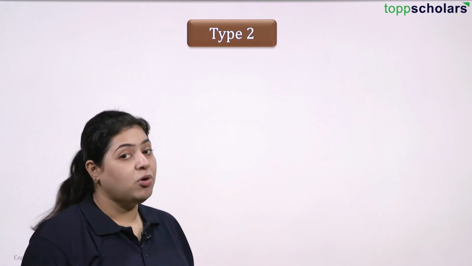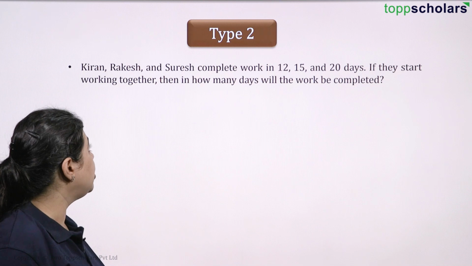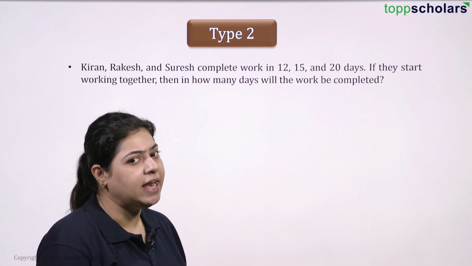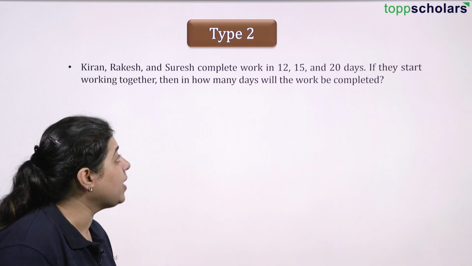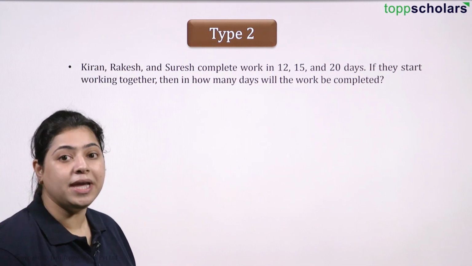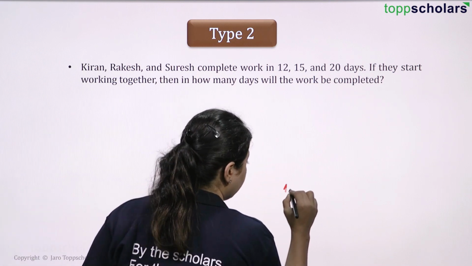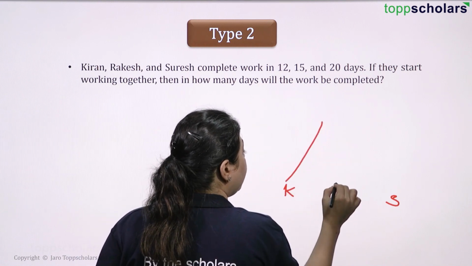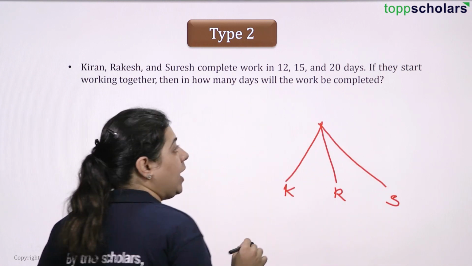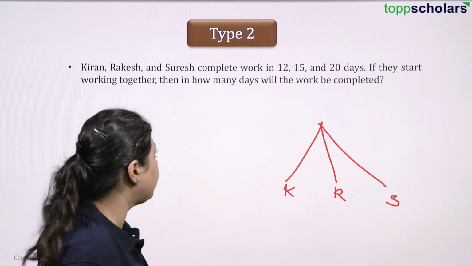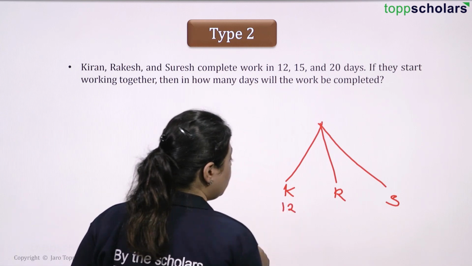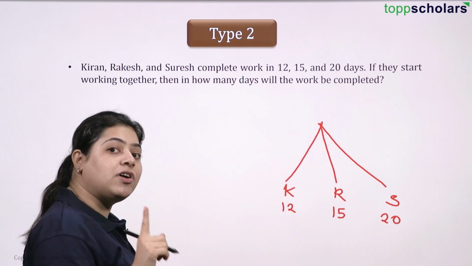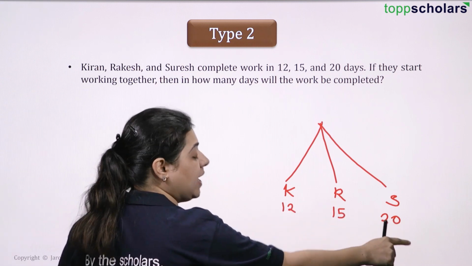Okay. Now, moving ahead to type 2, we have another question. What it says is, Kiran, Rakesh and Suresh complete the work in 12, 15 and 20 days. If they start working together, in how many days will the work be completed? Now, let us see, suppose we have K, we have R and we have S. They are completing a piece of work and we need to find out together how much they will be able to complete. It is given that K is taking 12 days, R is taking 15 days and S is taking 20 days. So, our first step would be what? This is the work done individually in days.